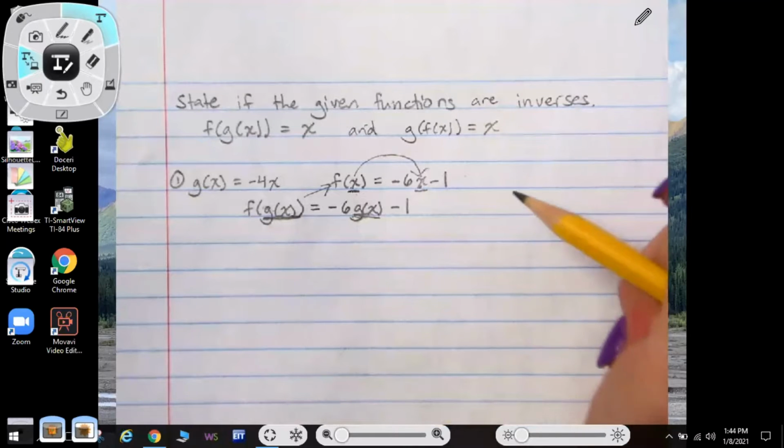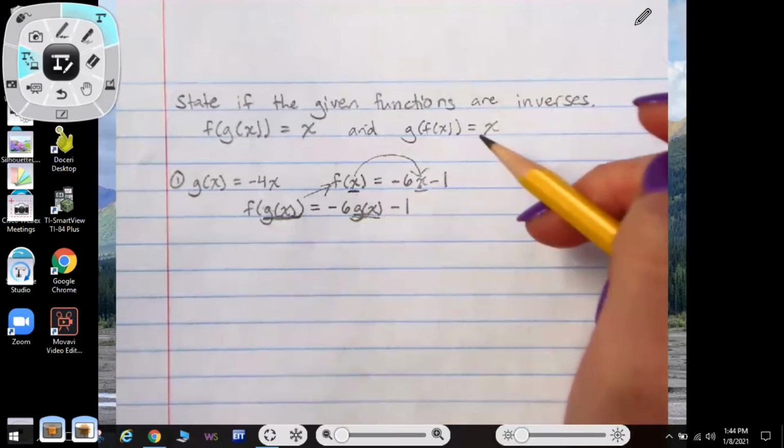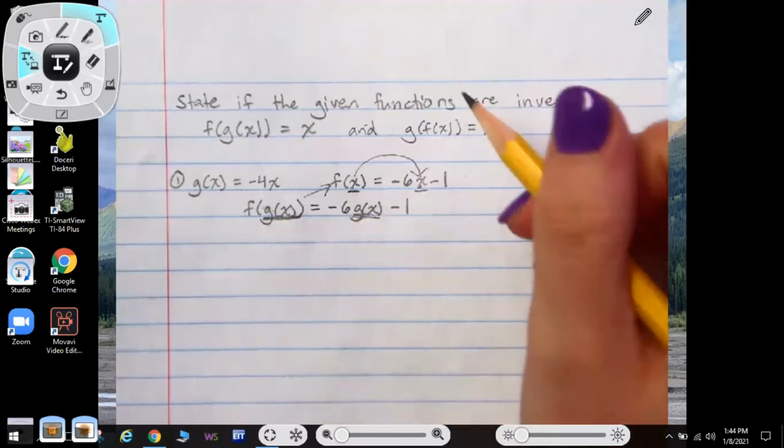I'm making a lot of extra marks on my paper that you don't necessarily have to make if you don't want to, but it's just hard to explain without doing it.